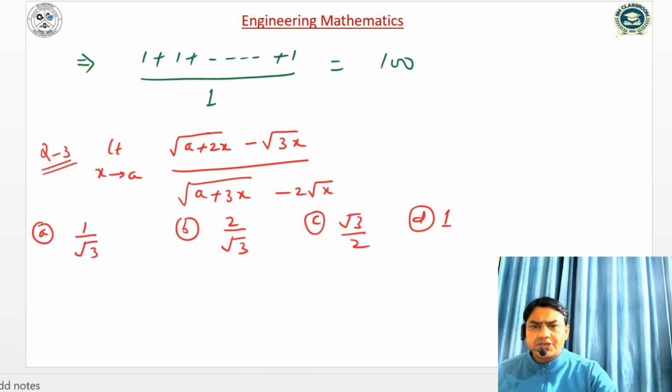Limit x tends to a of (square root of a plus 2x minus square root of 3x) divided by (square root of a plus 3x minus 2 square root of x). So if I put the value x equal to a, it will be square root of 3a minus square root of 3a, divided by square root of 4a minus 2 square root of a. So it is a 0 by 0 form, or indeterminate form.